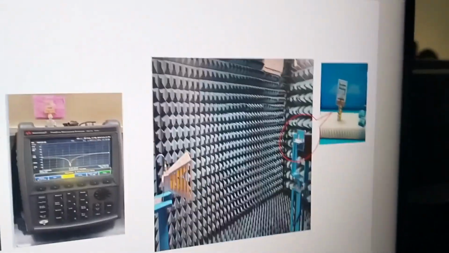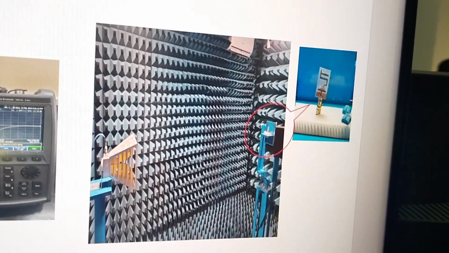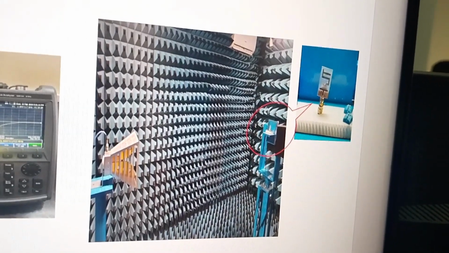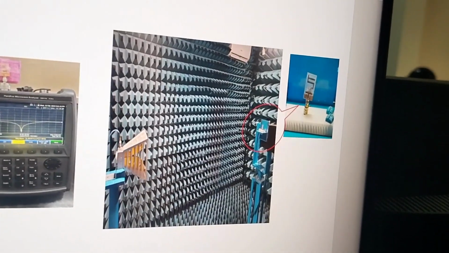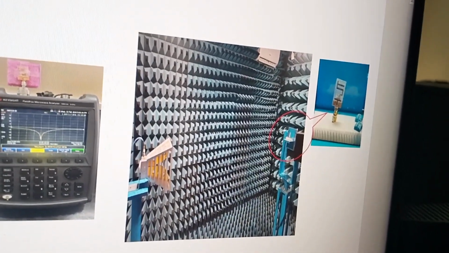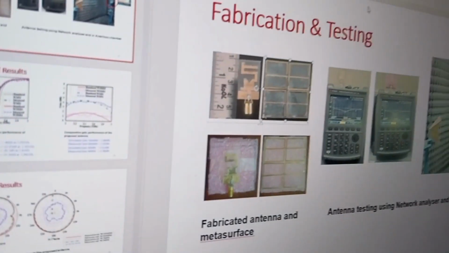And this is the anechoic chamber setup. The antenna has been fixed here, and the radiation pattern has been obtained, both E plane and H plane, and from that 3D radiation pattern we evaluated the gain of the antenna without metamaterial. Since the gain was low, we used the metamaterial concept to increase the gain. So this is the vector network analyzer, and this is the anechoic chamber facility. These are the snapshots of our antenna. This is without metamaterial. This is the fabricated antenna with metamaterial.